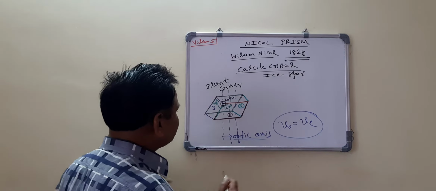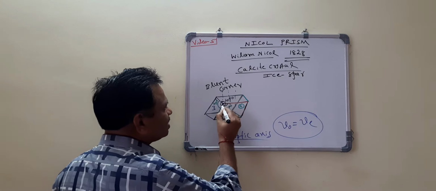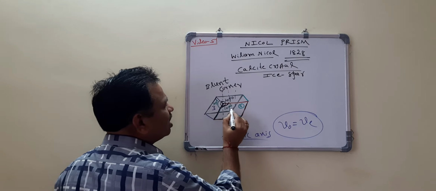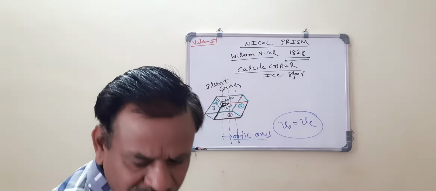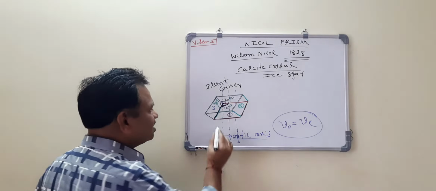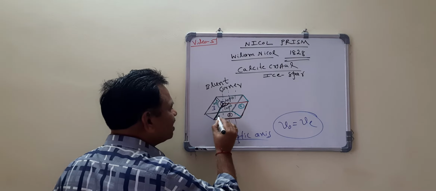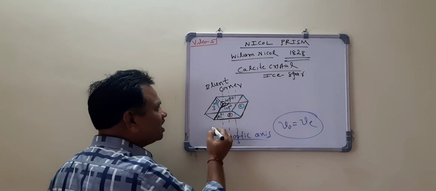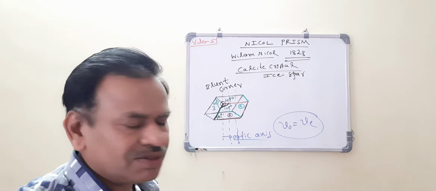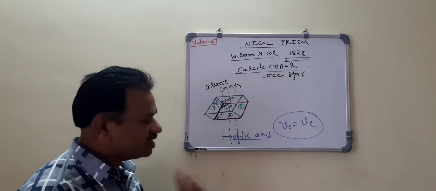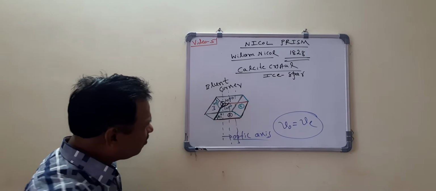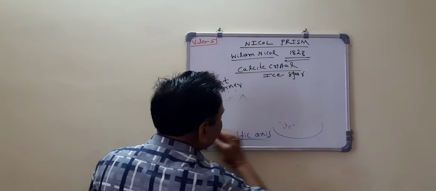Here you see, students, this side: the angle here is 109 degrees and this angle is 71 degrees. Together they should become 180. This is 71 degrees and this is 109 degrees. Now I am taking one face of it.